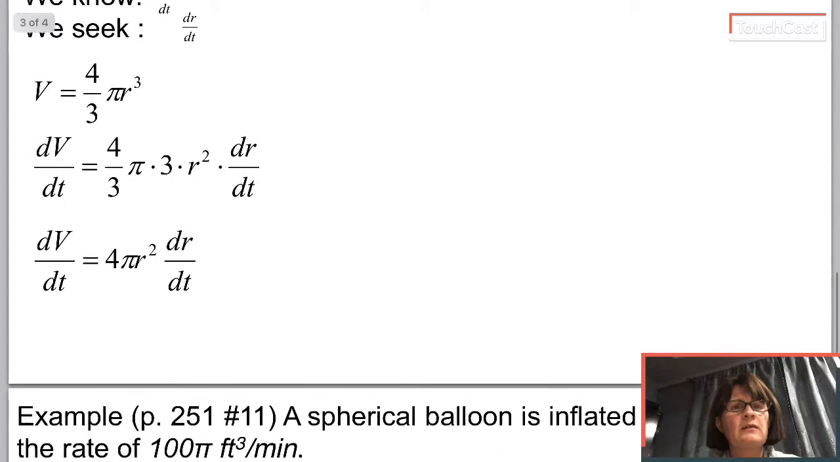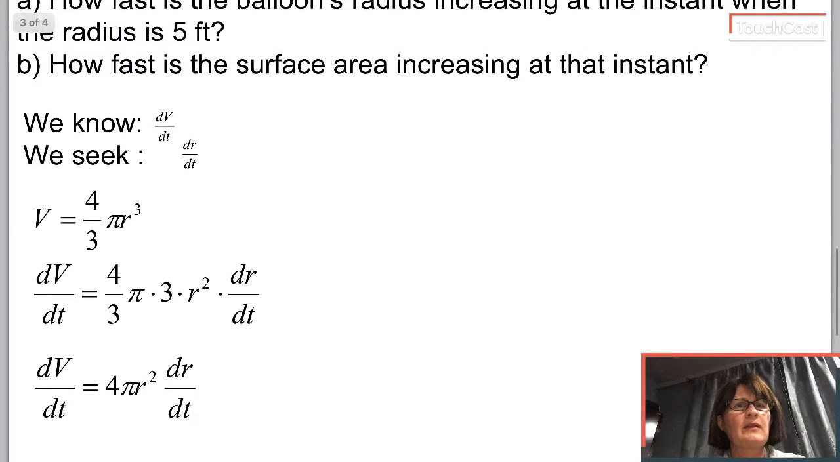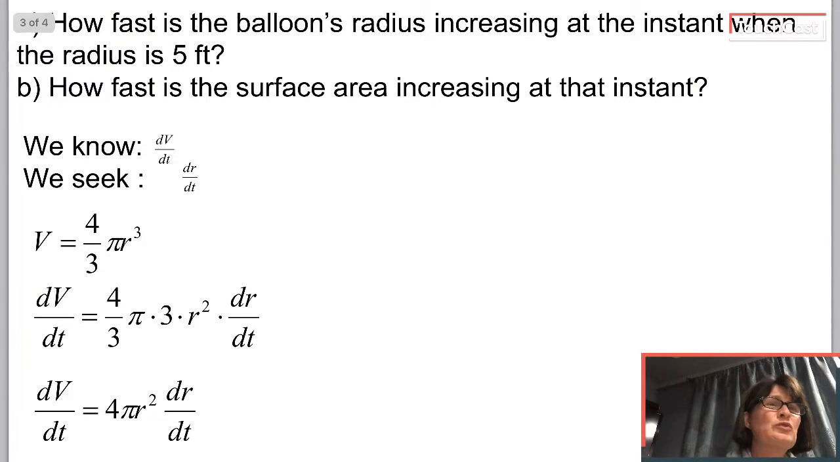Question is, how fast is the balloon's radius increasing at the instant when the radius is 5 feet? So imagine a teeny tiny balloon getting blown up. Its radius starts small and it's getting bigger and bigger. At the exact moment when the radius of the balloon is 5 feet, I'm going to freeze the picture. So now I'm not going to be finding dV/dt anymore. I'm going to be finding dr/dt at the time when r equals 5 feet.